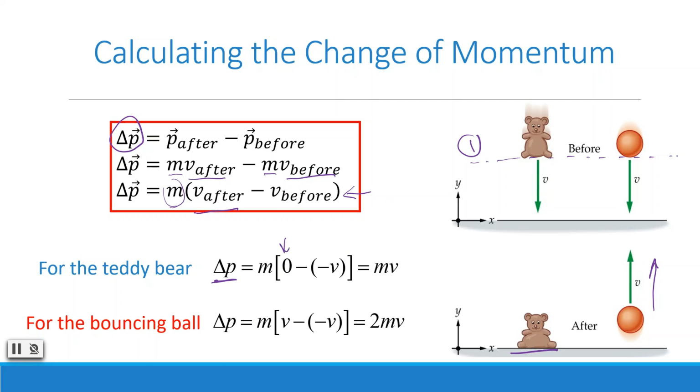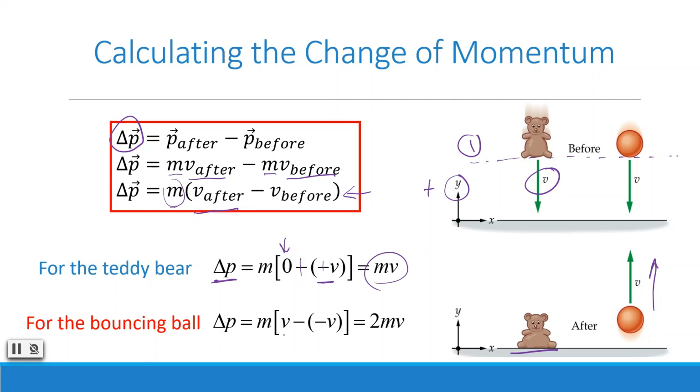Well, the teddy bear ends at rest. And then you subtract the initial velocity. Well, our initial velocity, if our positive y direction is upwards, is initially negative. So it starts with a negative velocity, so the negatives cancel, and that gives us a change in momentum of mv.